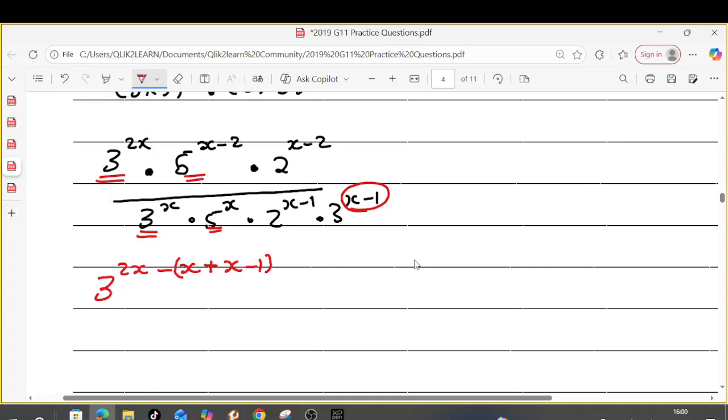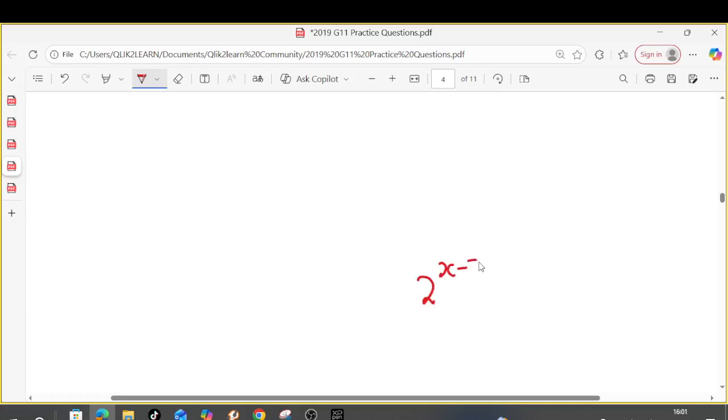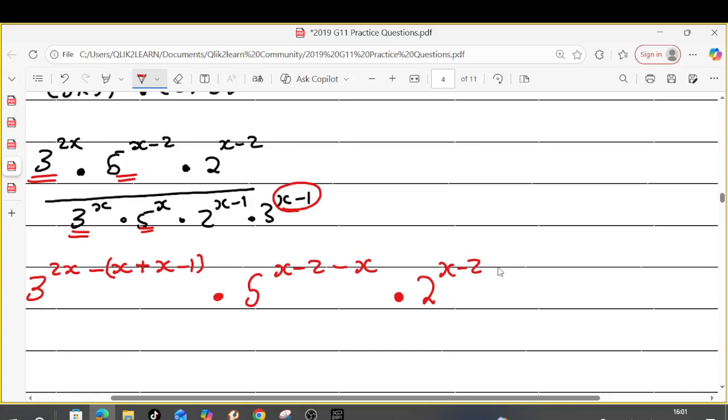5. We have 5 on top, which is x minus 2. We need to subtract whatever we have on the bottom, which is x. Everything is moving nice now. We have 2 on top, which is 2 to the x minus 2. We need to subtract the exponent. You see, when I subtract, I'm going to put that x minus 1 inside the bracket.